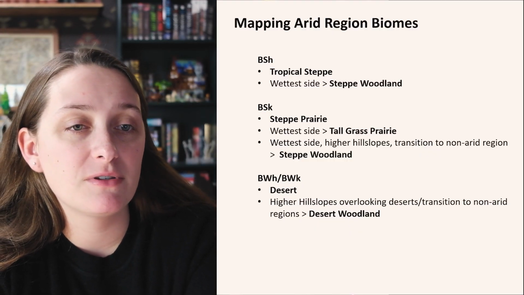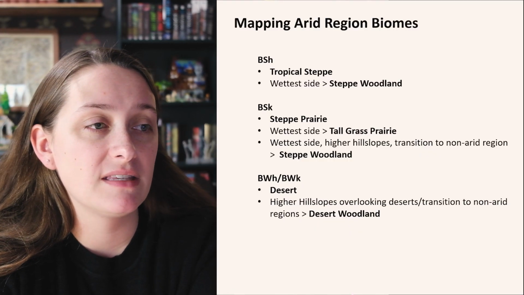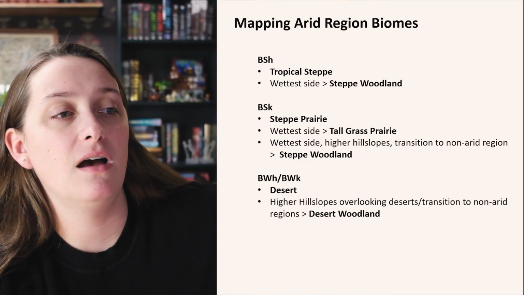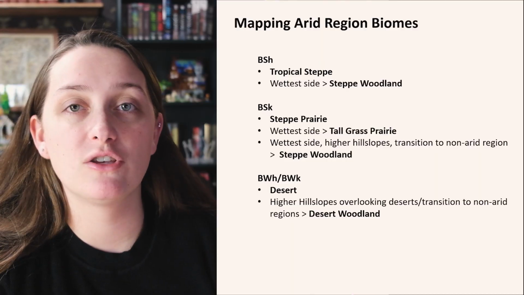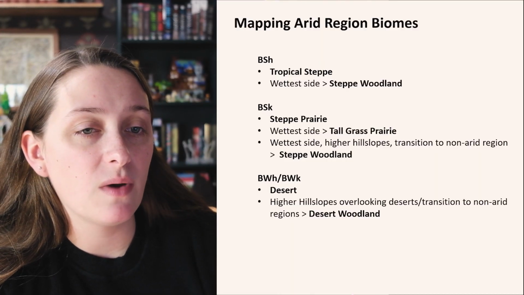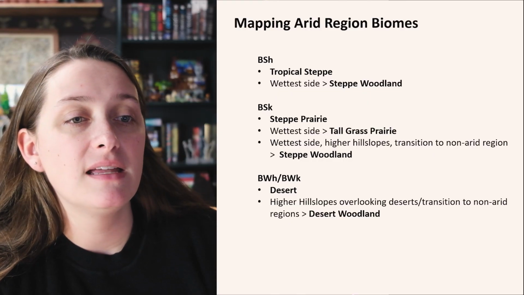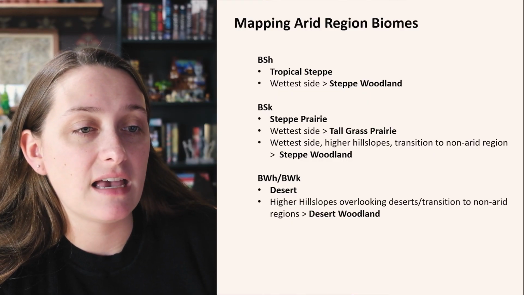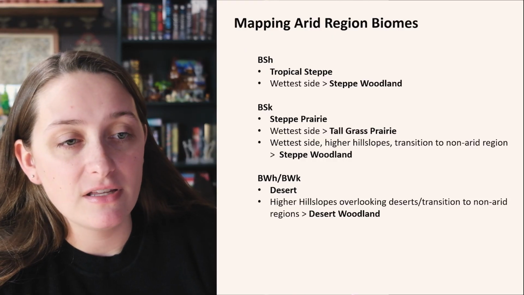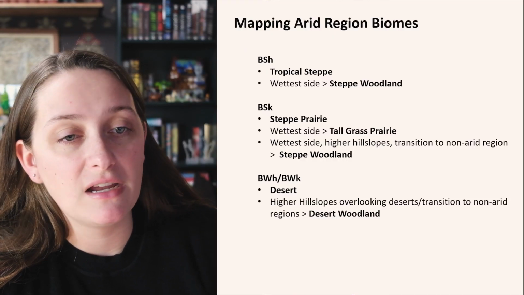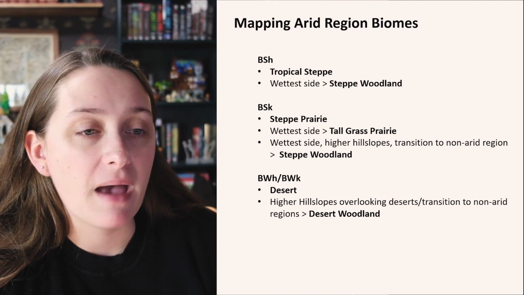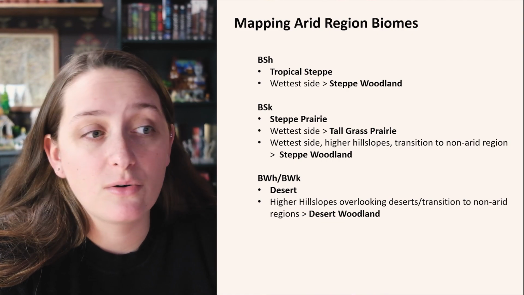And look at the temperature and precipitation maps to determine where these areas will be. I included this so you can get an idea of the progression of which biomes you're going to find where. And your hot and cold deserts will have the same biome types here. Desert woodland in similar areas as with steppe woodlands in steppe regions, so along higher hill slopes overlooking deserts, transition areas to non-arid regions, and along rivers. And you can also put some smatterings where there could be, say, a spring or an oasis.